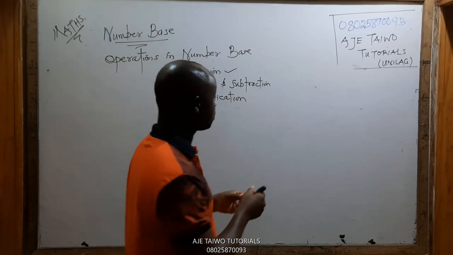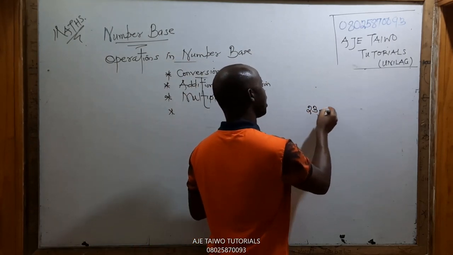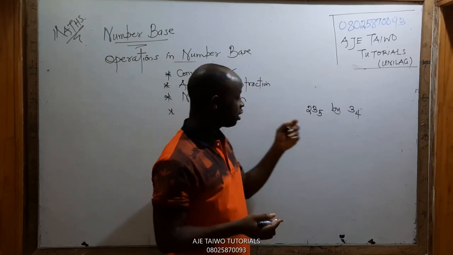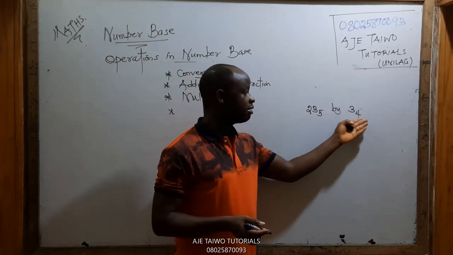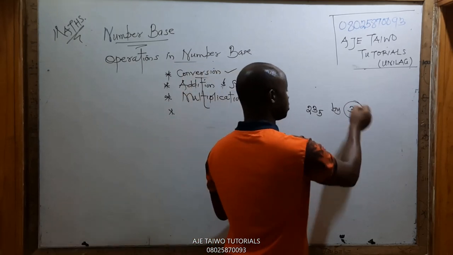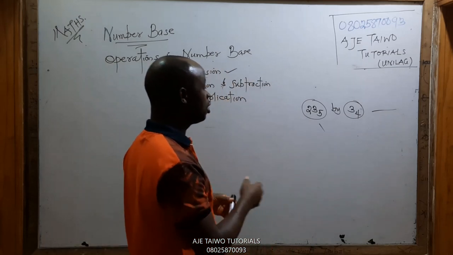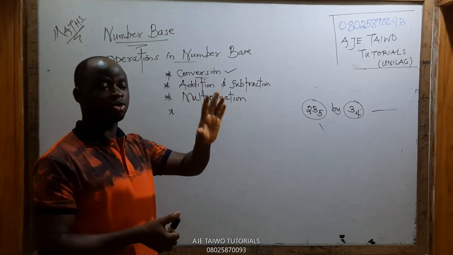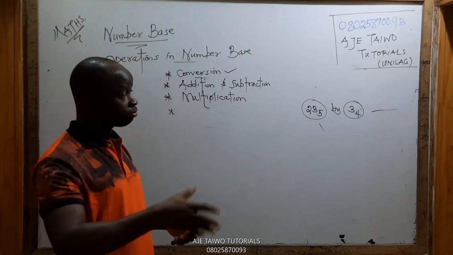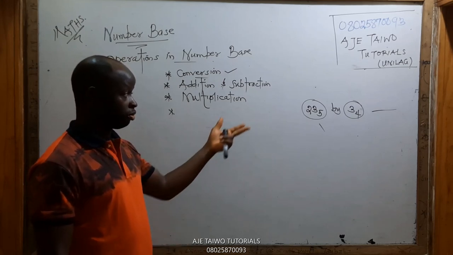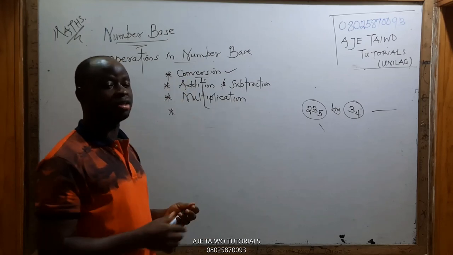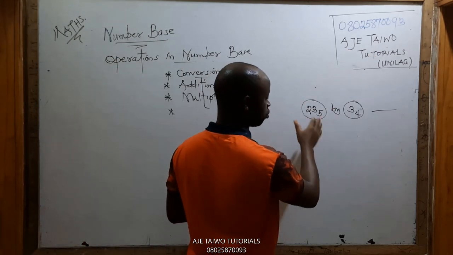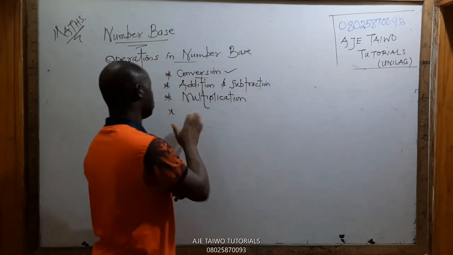I would have taken division, but instead of taking division, just convert it. If I ask you, for instance, to divide 23 base 5 by 3 base 4, all you have to do is convert this to base 10, convert this to base 10. We want to divide, so we just convert to base 10. Once we convert to base 10, we can divide the numbers in base 10. Then you convert the answer back to the base they want. They can say you need your answer in base whatever. We'll get there, don't worry.